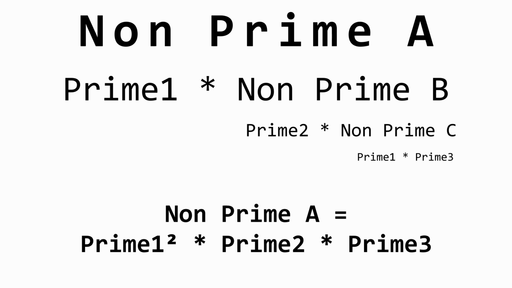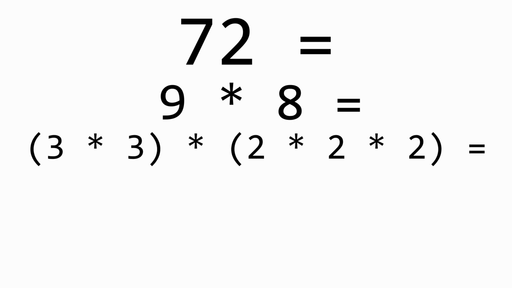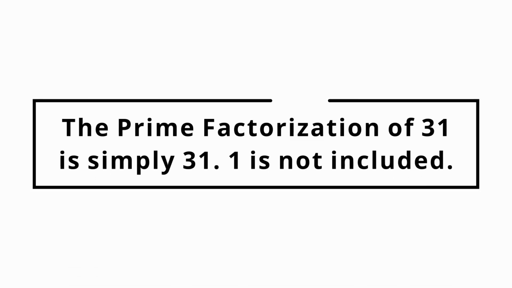Prime factorization is the process of breaking down a number into prime numbers that are factors of that number. For example, if we want the prime factorization of 72, we can find that 72 equals 9 times 8, which equals 3 times 3 times 2 times 2 times 2, or 3 squared times 2 cubed. And if we choose 31, which is a prime number, it would only have one prime factor, being 31.